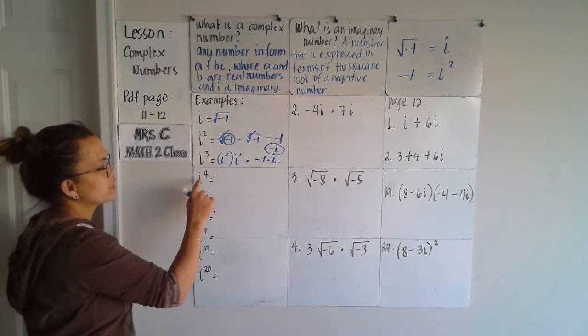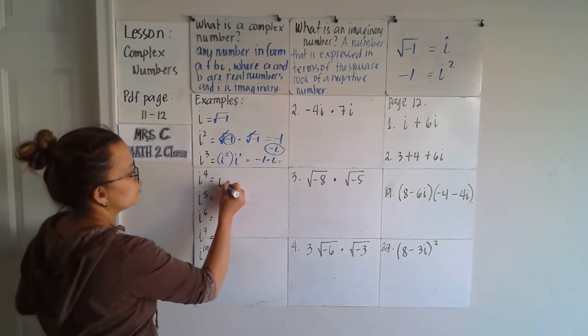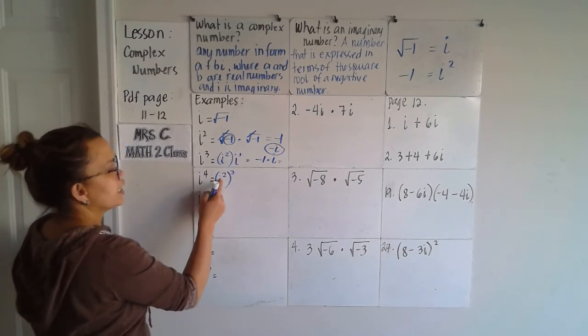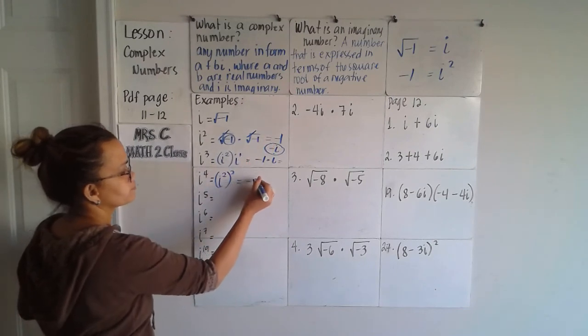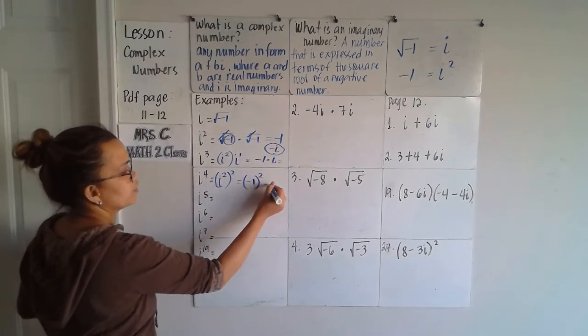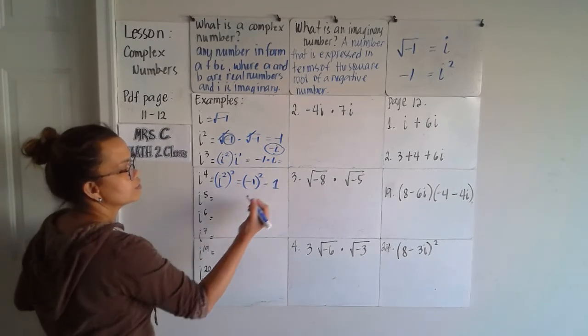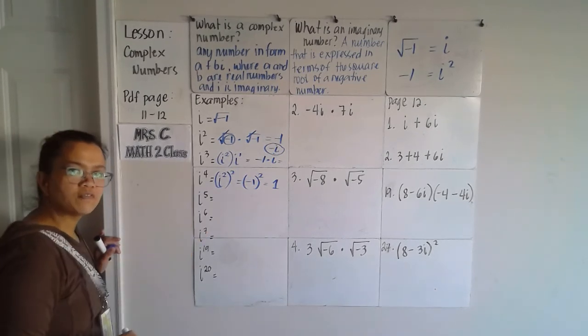Let's go to the fourth. How many i squared can we produce from i to the fourth? We have two sets, so we can rewrite i to the fourth as i squared, squared. As I said, i squared is equal to -1, which is squared. What is -1 times -1? The answer is 1. Isn't it easy?